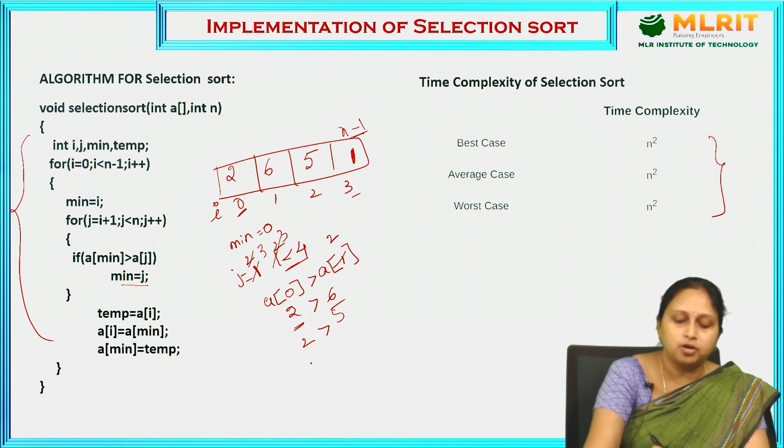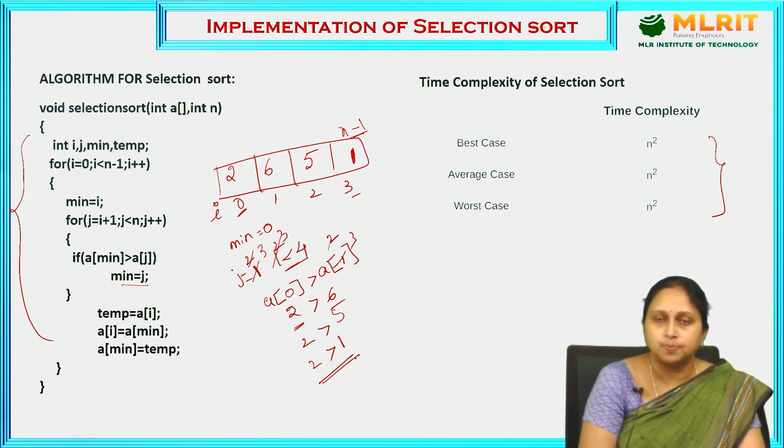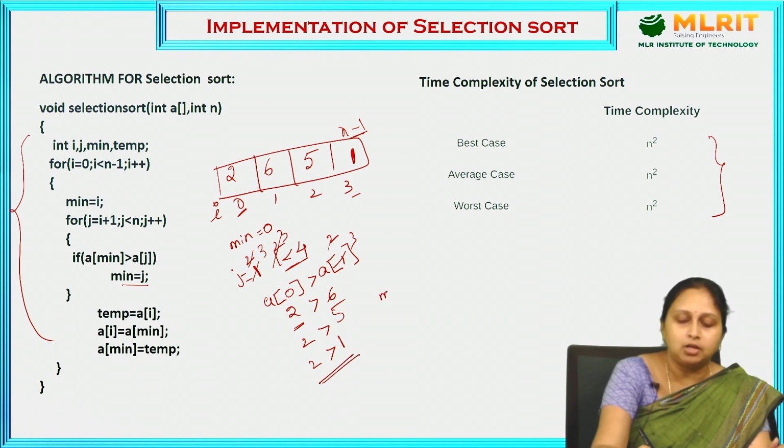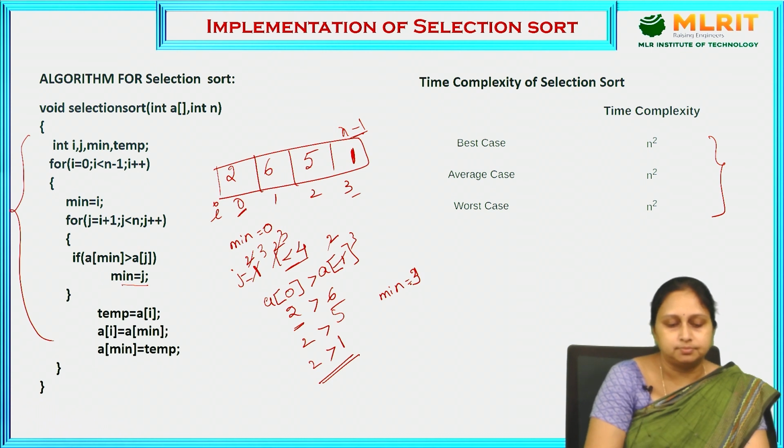Now again j will be incremented, j becomes 3, 3 less than 4, condition true again. Now A of 2 value is greater than A of 3 value. What is the 3 value? It is nothing but 1. 2 greater than 1, the condition is true. Now your min value is assigned with j. j is nothing but 3. Right. Now this is updated.